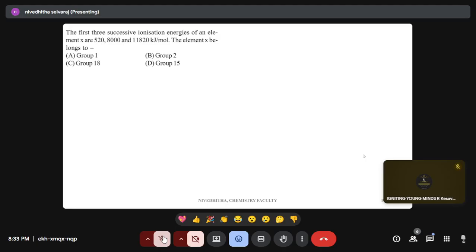Okay. The successive ionization energies are 520, 8000. See, here there is a huge jump between first and second ionization energy. So what it means? The element got only 1 electron in its valency shell. If the valence electron is 1, then the element is present in group 1. So answer is first option. So Sendamil Chelvan's answer and Bhumika's answer is right.